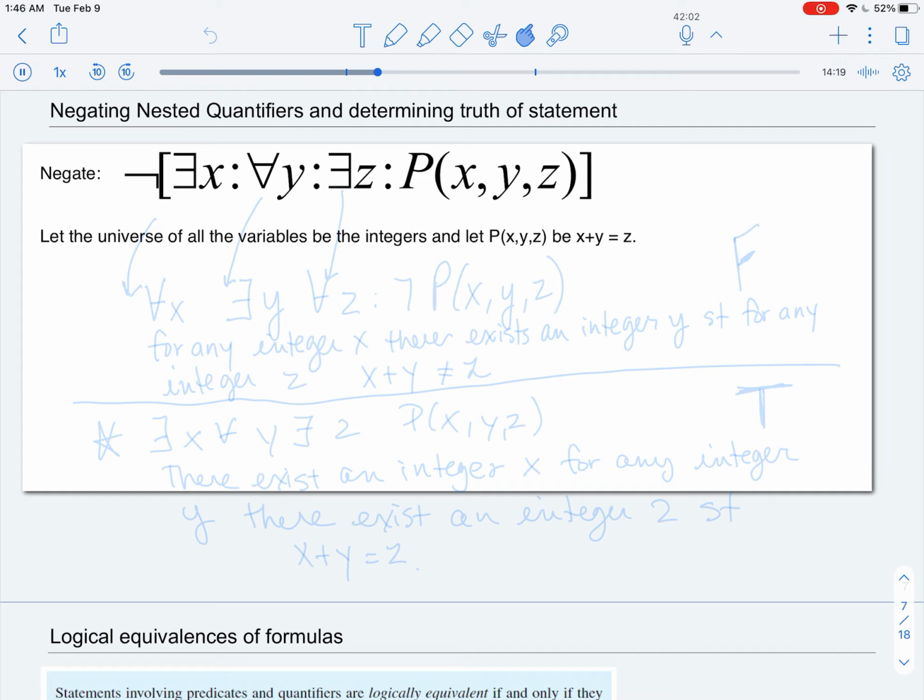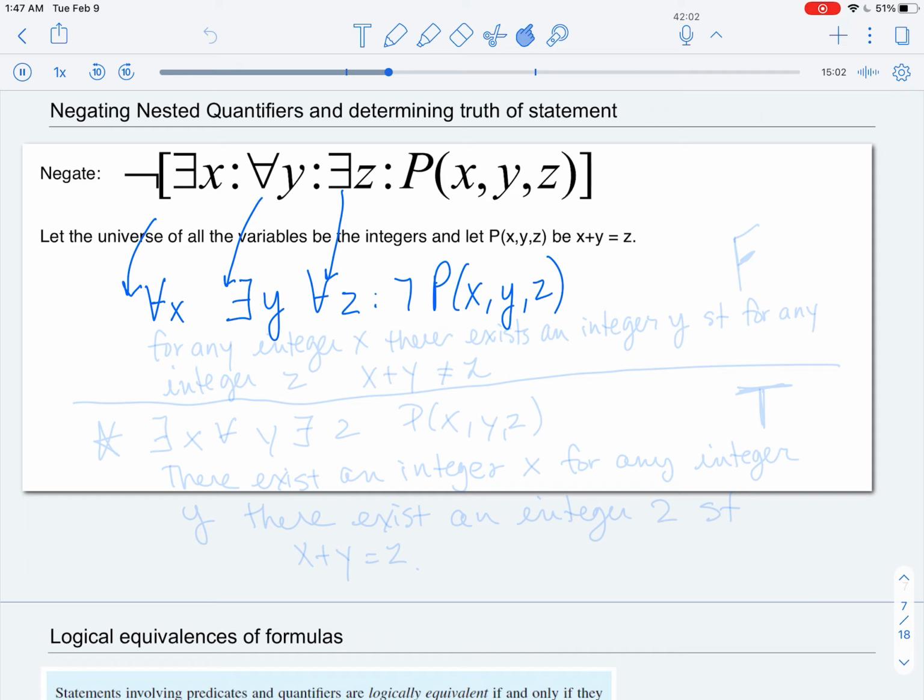So first, let's practice again what it means to negate quantifiers. So we have to negate: there exists becomes for any. For any becomes there exists. There exists becomes for any. And we have to negate the predicate. And you'll notice that all of the variables in this formula are bound.